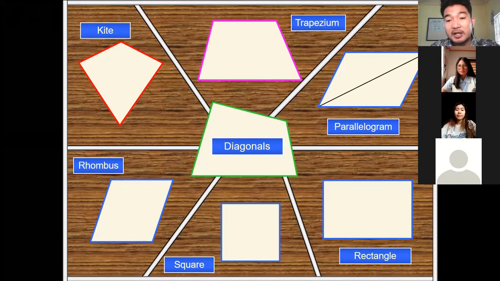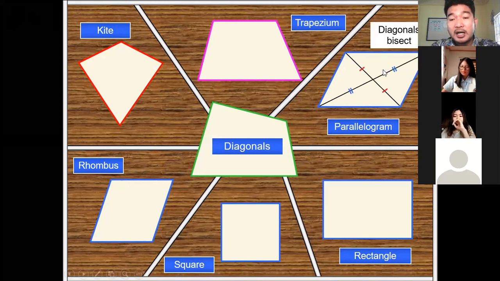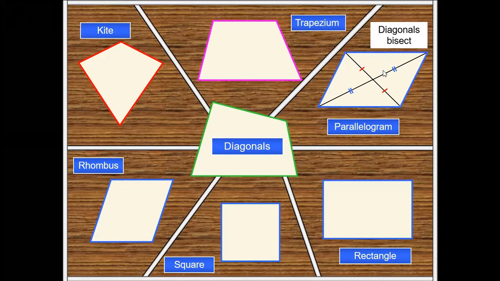Let's start with the parallelogram. These two diagonals, they bisect one another. What do we mean by diagonals bisect? Ibig sabihin, bisect by dinidivide ng bawat isang diagonal into two congruent parts. Ibig sabihin, yung diagonal na to, hinati niya yung diagonal na to into two equal parts.